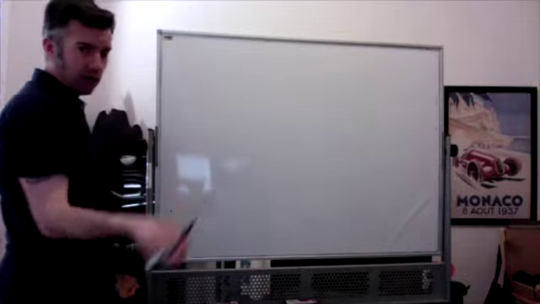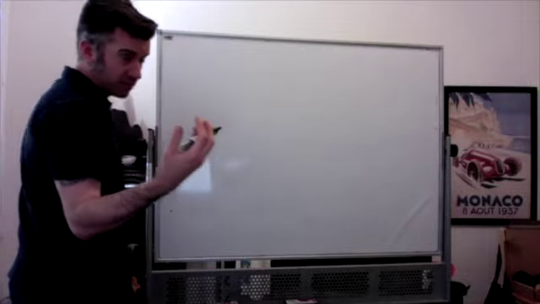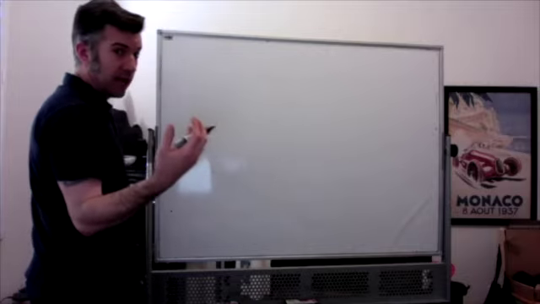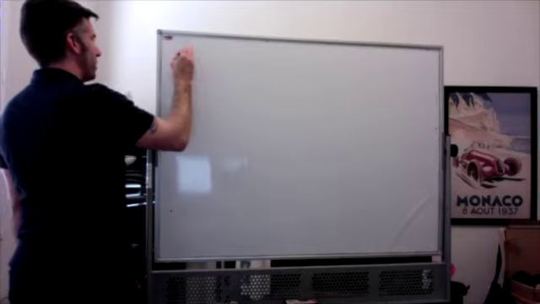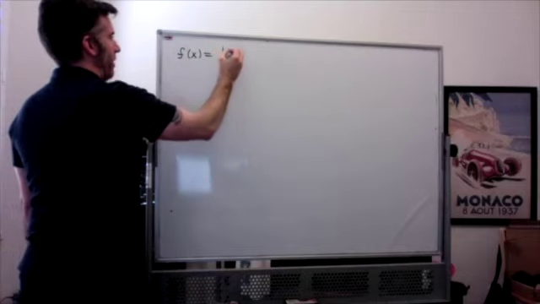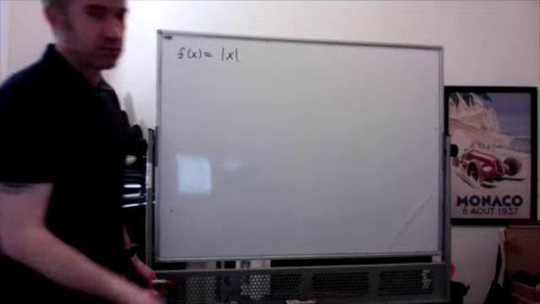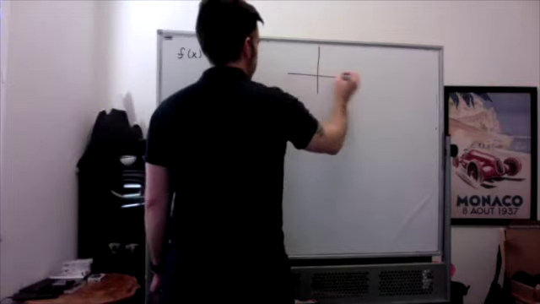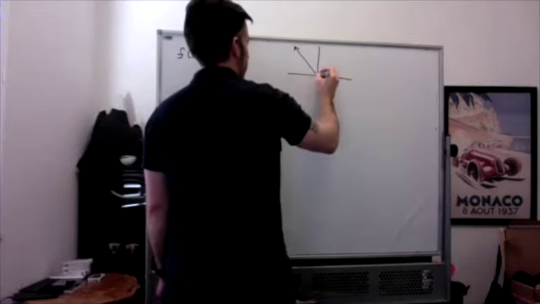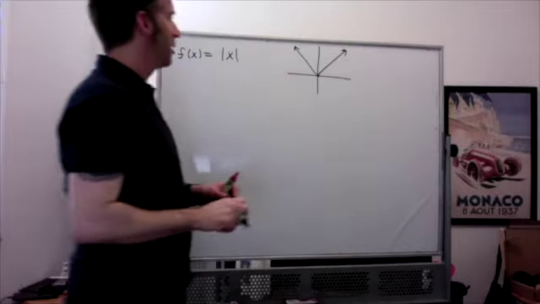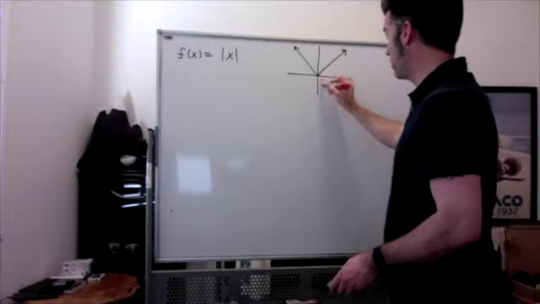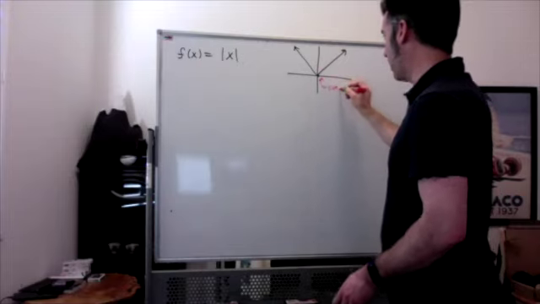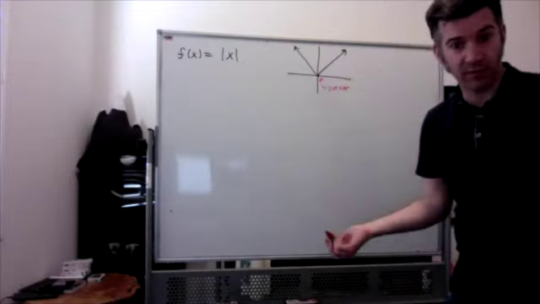So here are 3 functions that are all continuous everywhere, but not differentiable everywhere. Classic, absolute value of x. Looks like this. And it's clearly not differentiable at 0, right? There's a corner right there, not differentiable there.